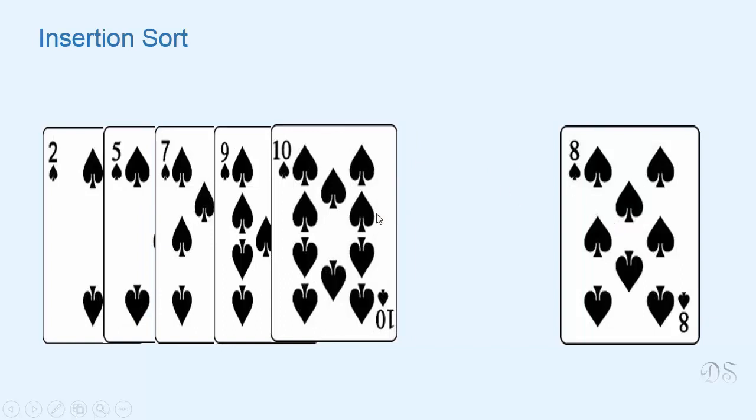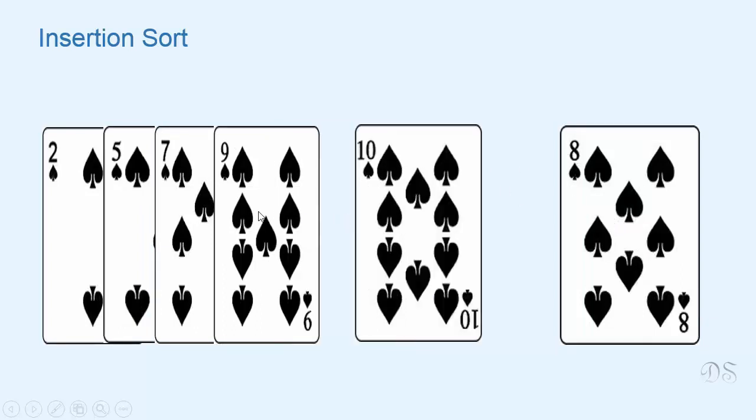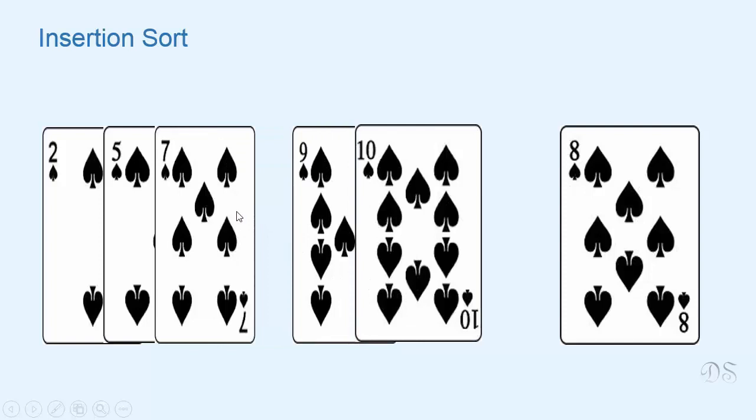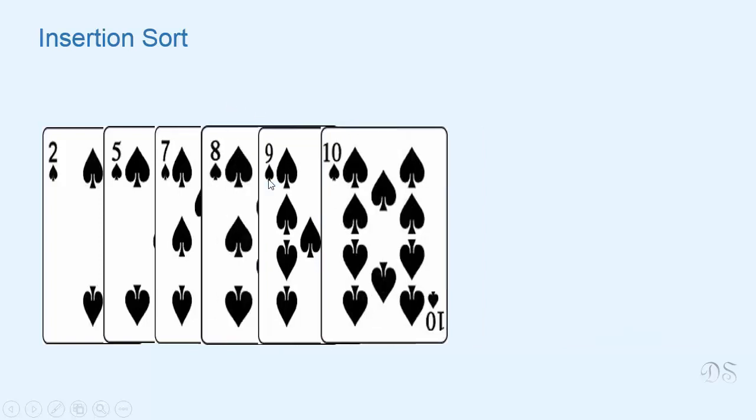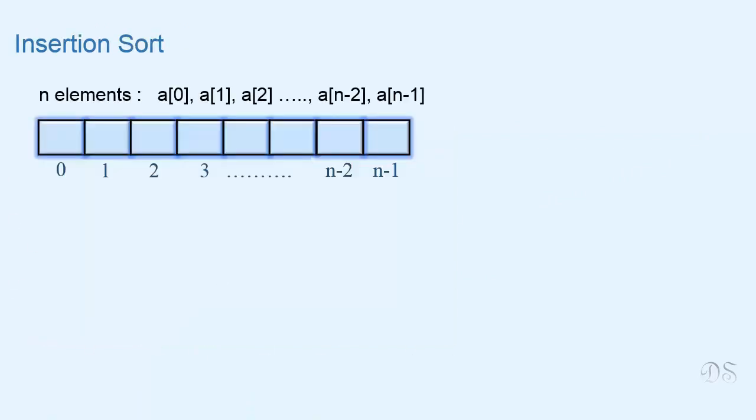Now the new card is this. 10 is greater than 8, so 10 is moved this side. 9 is greater than 8, 9 is moved this side. Now 7 is less than 8, so the proper place for 8 is this, so it is inserted here. So we can see that the technique is to place the new card at its proper place in the already sorted cards. Now let us see the whole procedure of the insertion sort algorithm.